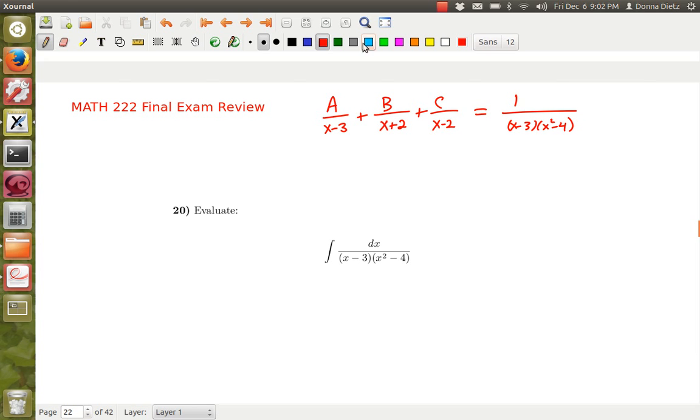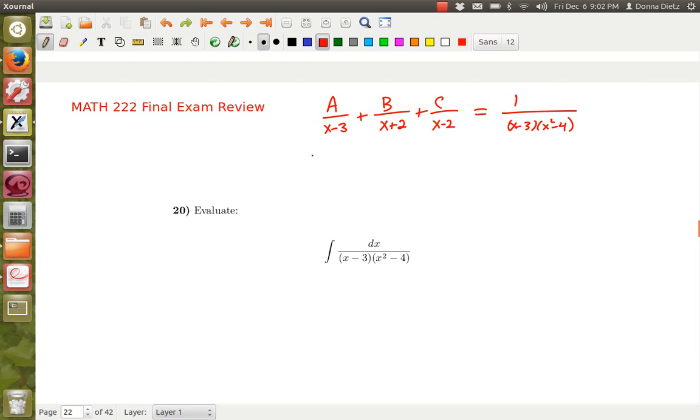But now A has to be multiplied by both of those. B has to be multiplied by both of those. C has to be multiplied by both of those. And you think, oh, it's something different than what we did for the other problem, but it's not true, because we're always just multiplying by all the denominators. And you just cancel out the one that you're sitting on top of.